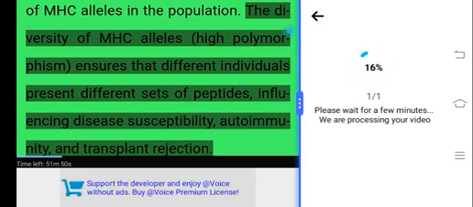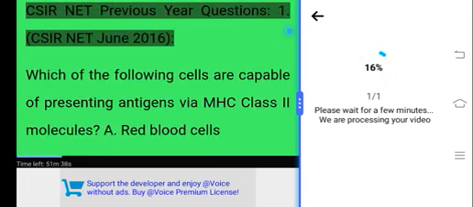The diversity of MHC alleles, high polymorphism, ensures that different individuals present different sets of peptides, influencing disease susceptibility, autoimmunity, and transplant rejection. CSIR-NET previous year questions.